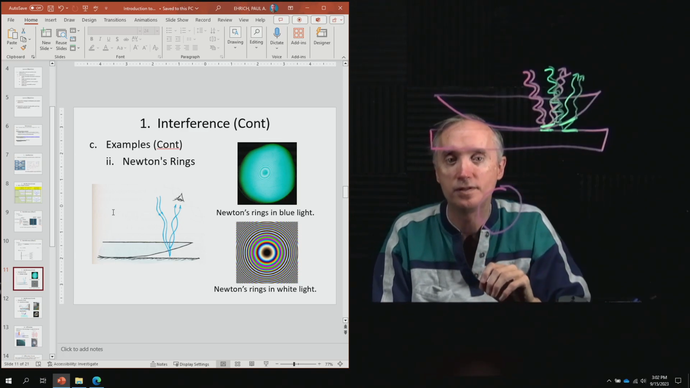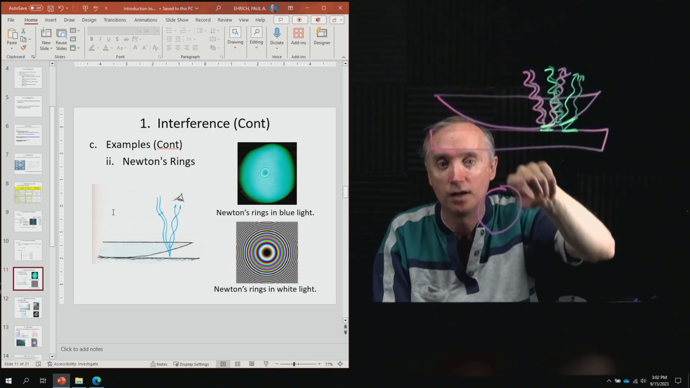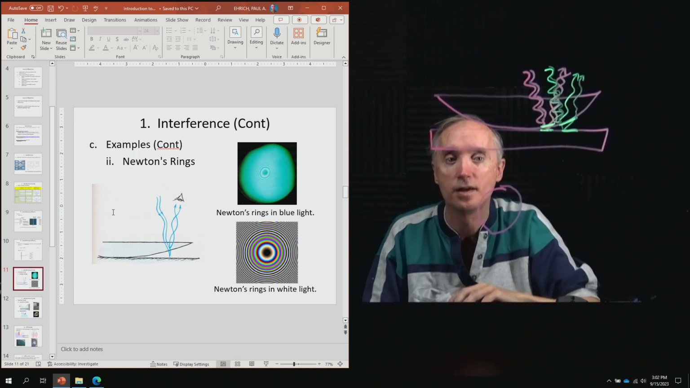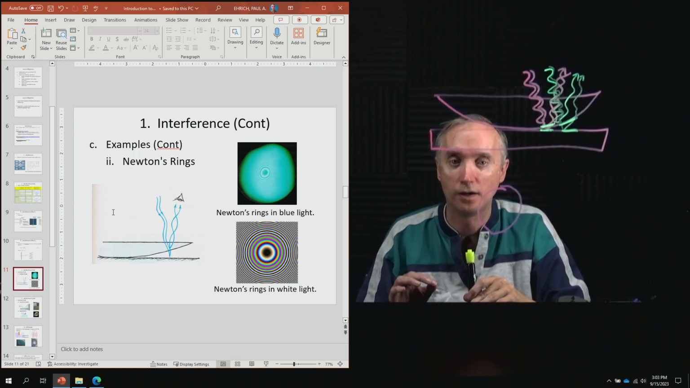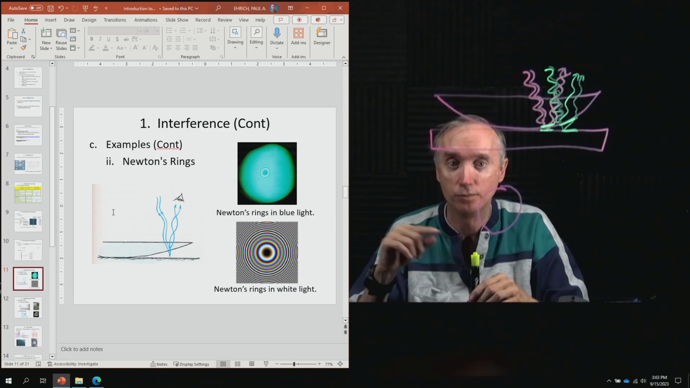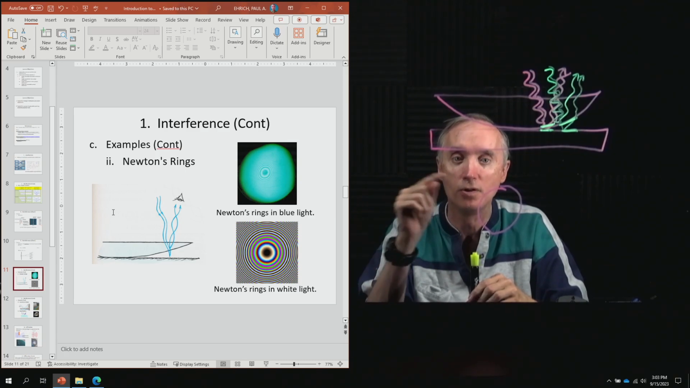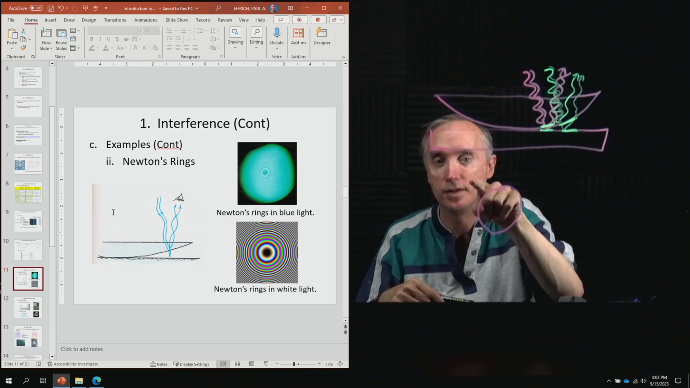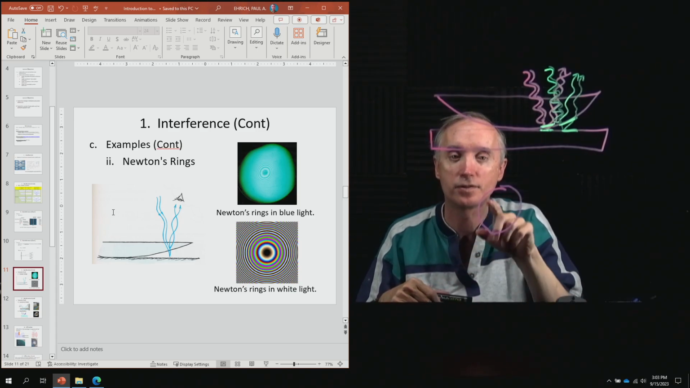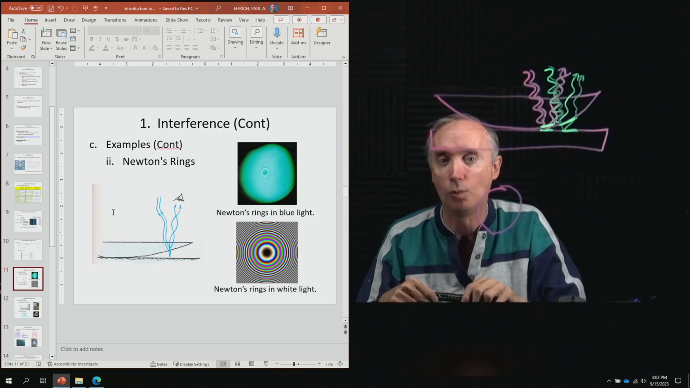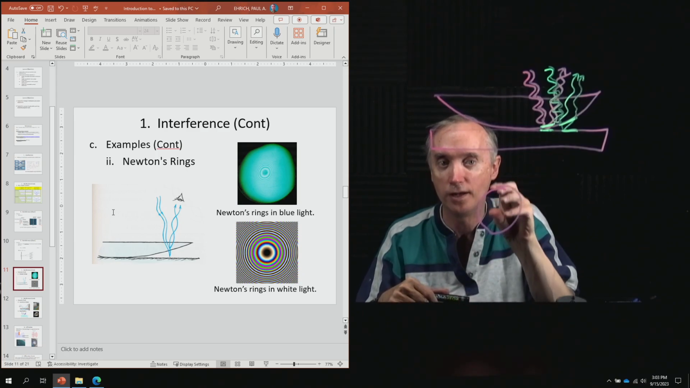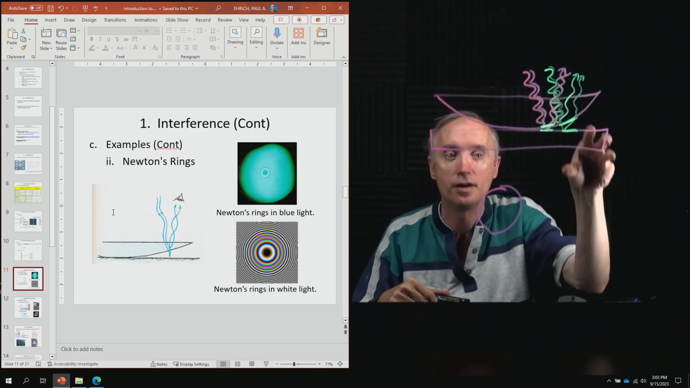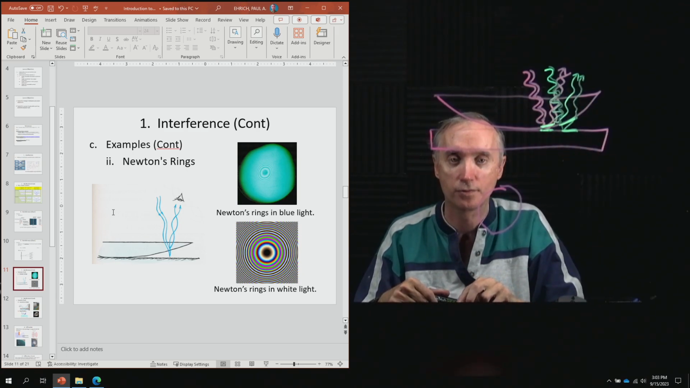So what you're going to be seeing is different colored rings, and each of the rings represents where one of the particular colors was removed, but you're seeing all the other colors constructively. And so it's hard to see it, but that's what Newton's rings would look like in white light. You're going to see a rainbow of colors, and then another rainbow of colors, and then another rainbow of colors as a result of it.